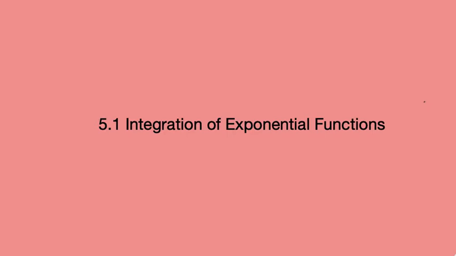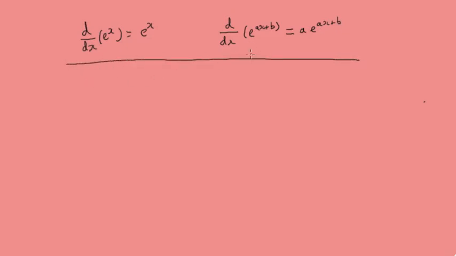So to begin with, we will start with exponential functions. So let's just do a wee recap. We know that the derivative of e to the x is just e to the x, and we know the derivative of e to some function ax plus b is the derivative of this function times e to the ax plus b. So that therefore can give us some indication of how we would go about finding the integral.